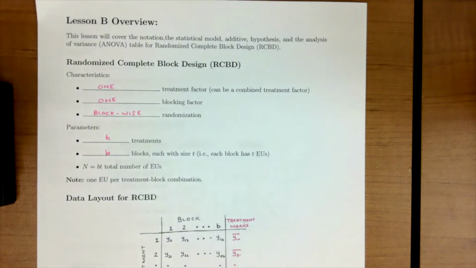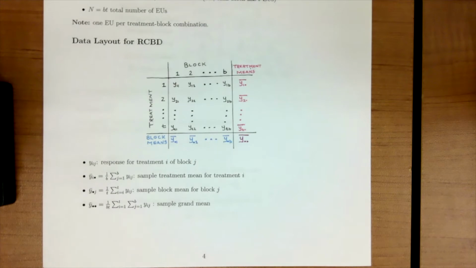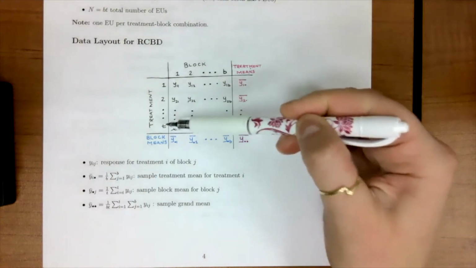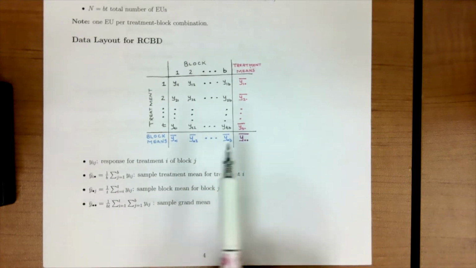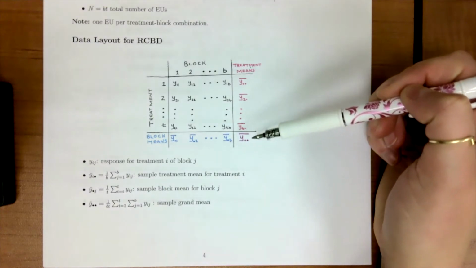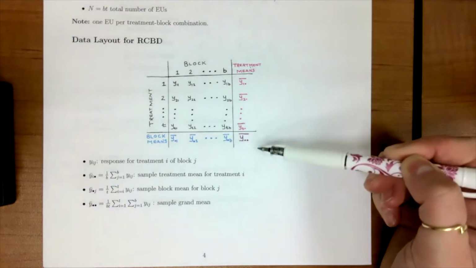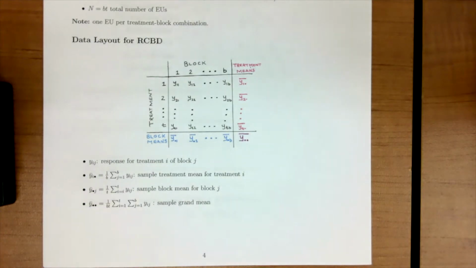So now let's think about how the data is structured for a randomized complete block design. We have our blocks 1 through b, and each treatment appears once in each block. Notice there is a block mean, which is in blue, and then we have our treatment means, which is in pink, and then we have our overall grand mean, which is in purple. We've talked about this dot bar notation before, so we're just getting back used to that.